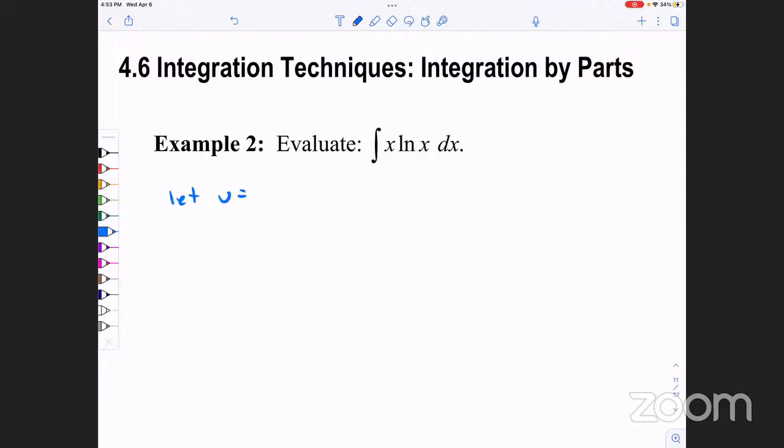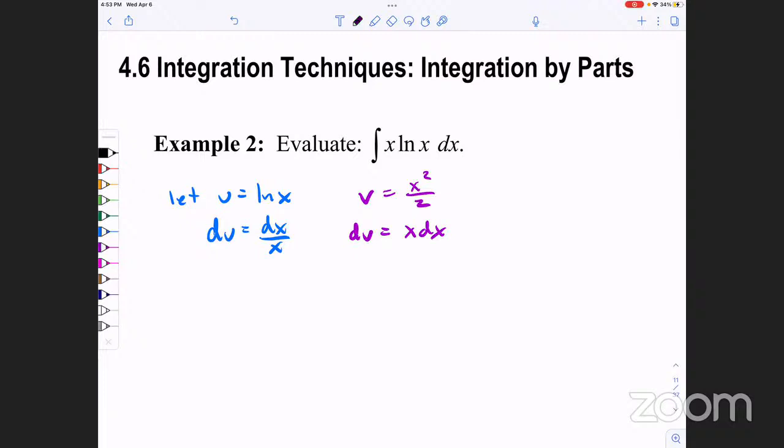We can still leave it as ln x. So that means our du would be what? dx over x, right? And then we need to identify our dv, something that's easy to integrate, which was x dx, and the integral of that. So that means our v is going to be x squared over 2, right?